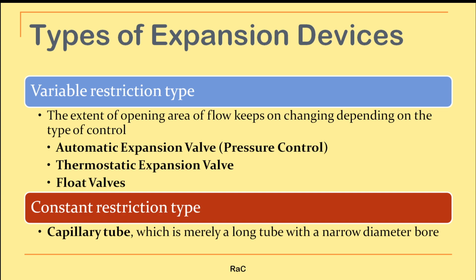The automatic expansion valve functions based on the pressure sensed from the evaporator. The thermostatic expansion valve works based on the temperature of the refrigerant at the outlet of the evaporator. And the float valve simply works depending on the level of refrigerant in a chamber known as the float chamber. The working of the float valve is similar to the float valves used in a water tank.